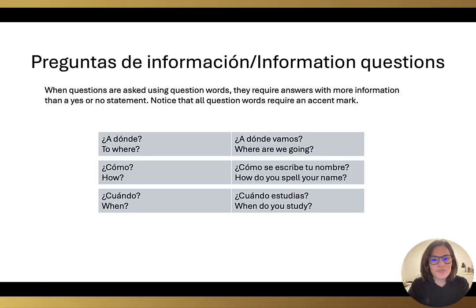Let's cover the information questions, which in Spanish are called preguntas de información. And why do we call them that? So here it is. When questions are asked using question words, they require answers with more information than a yes or no statement. Notice that all question words require an accent mark. That's very important, because if you don't add the accent mark, it can mean something else. So for now, just remember all question words have accent marks in Spanish. So let's see how they work.